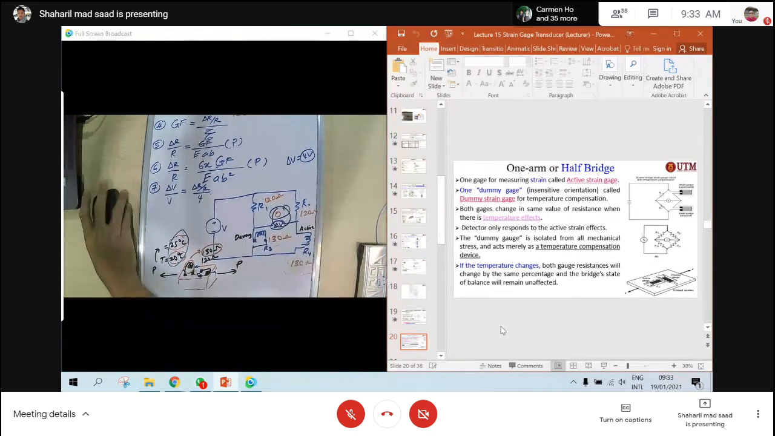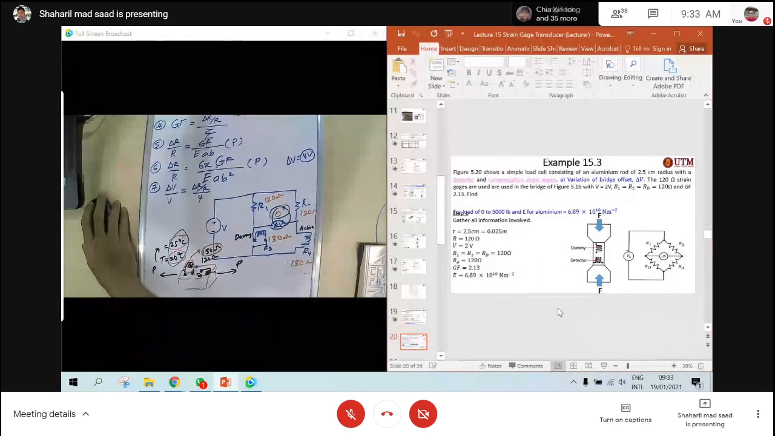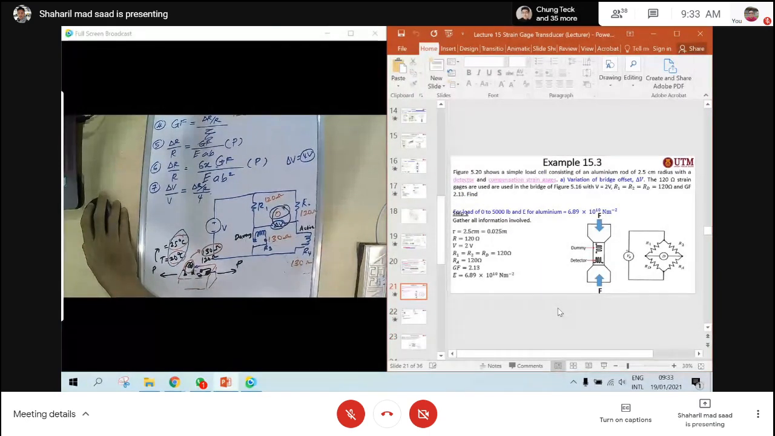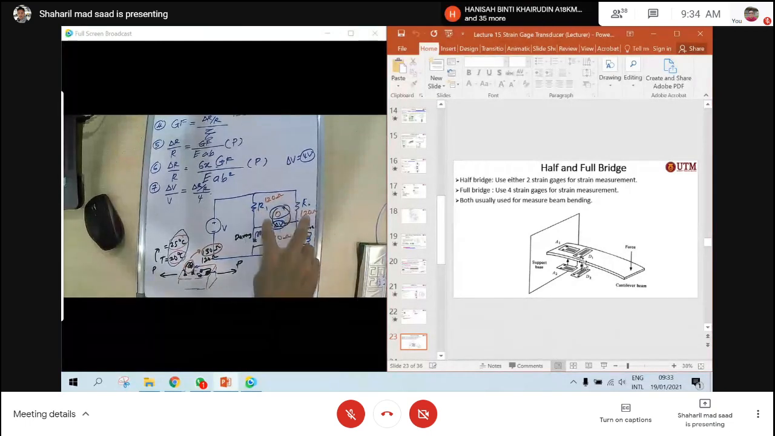This is the theory of what I have mentioned before. So if you apply both, for example top and bottom, you have used the whole bridge. This one is only half. So when you apply both as active, we call it full bridge.